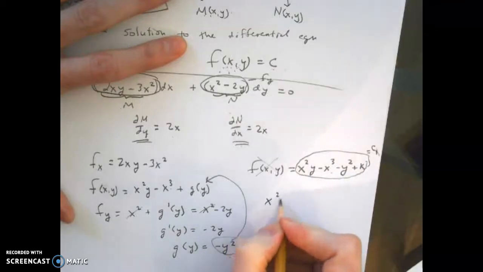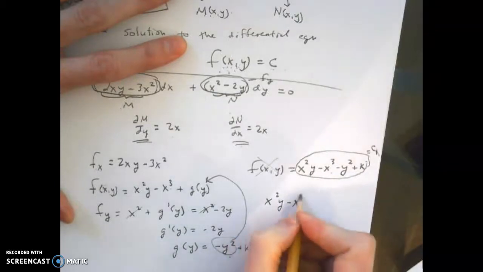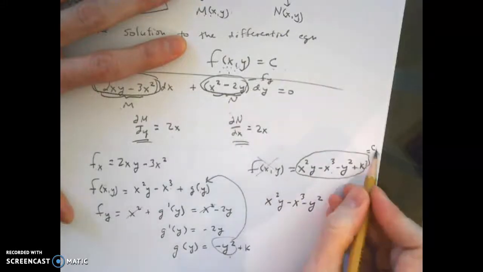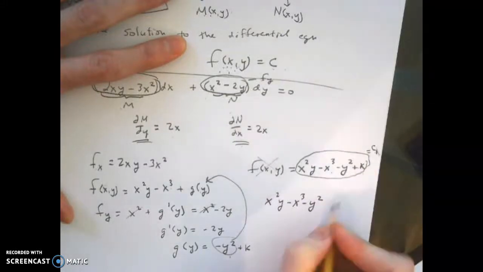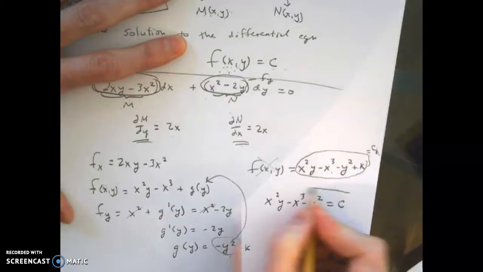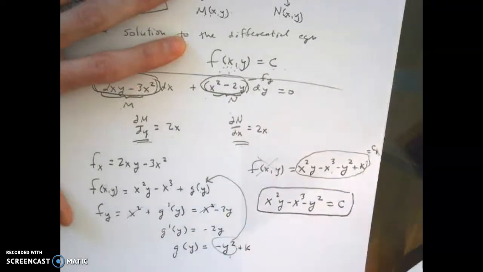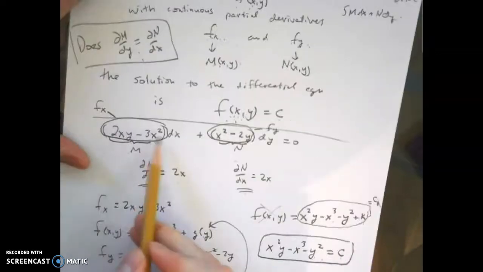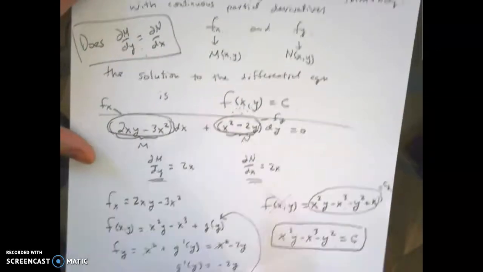So our solution, x squared y minus x cubed minus y squared. And then I can combine these two constants. So the C1 minus the k becomes a new constant, and we'll call that C. So this is your solution right here to our differential equation. It's really a family of solutions. For any constant C, we've got this equation equal to C. That's going to be a solution to this equation.